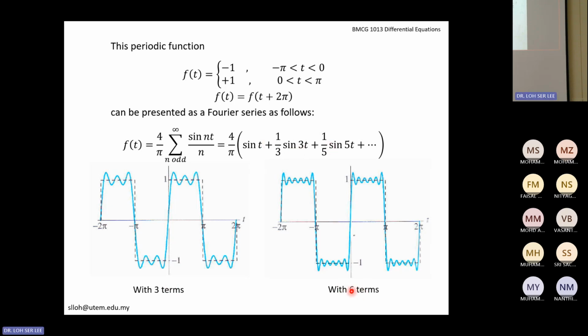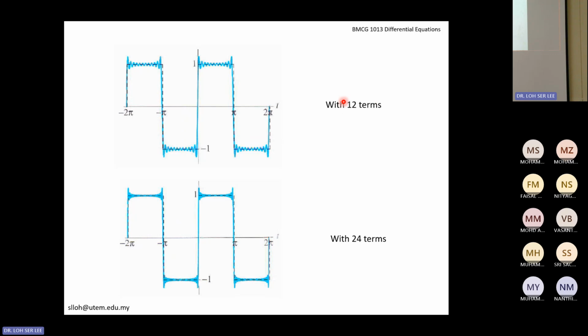If we use more terms, say 6 terms, that means up to 5, 7, 9, 11, then this is the graph. If you use 12 terms, you get this. If you use 24 terms, this looks more like the horizontal line.